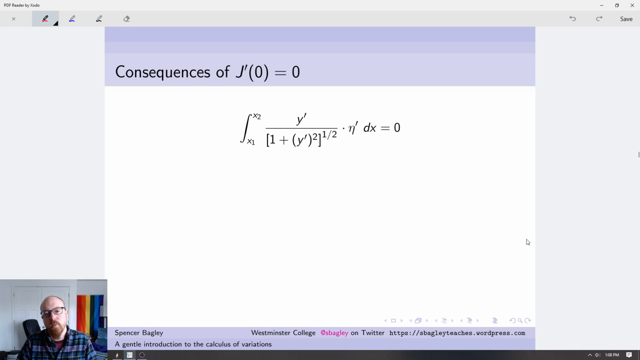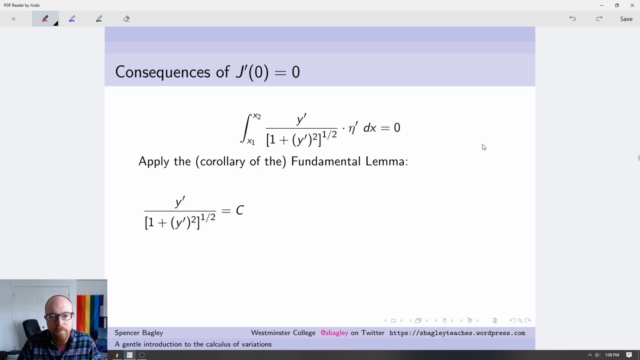What are we going to do with that? Well, here's what we have. We have some thing that is multiplied by the derivative of some variation, and we're integrating that, and we're getting 0. That was the consequence of saying that j prime of 0 ought to be 0. And so that means by the corollary of the fundamental lemma, I should say, this thing that's integrating against eta prime ought to be some constant.